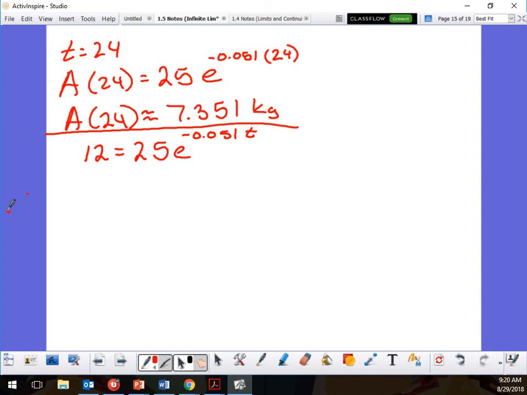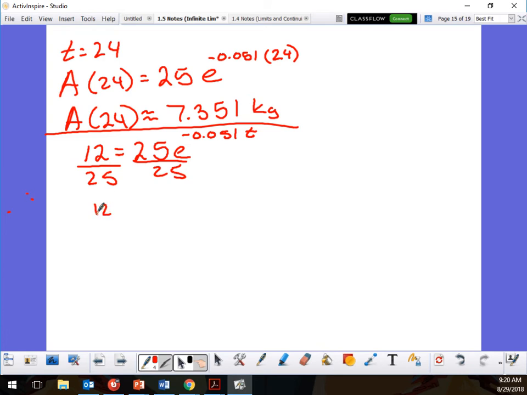Okay, algebra now. What do I got to do? My variable's up here, so I start by doing what? Divide both sides by 25, right? So we're dividing both sides by 25 to get this by itself first. So if I divide by 25, I'm going to do the reducing also. So 12 over 25 gives me what? Can I reduce that? No, not really.